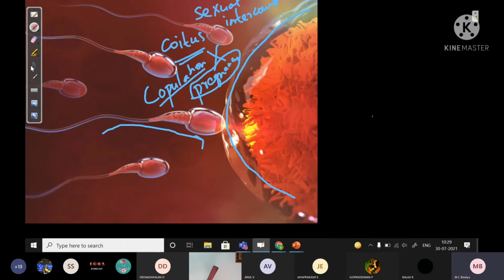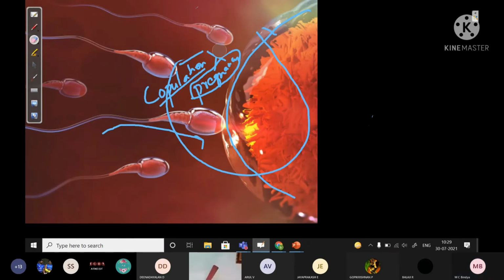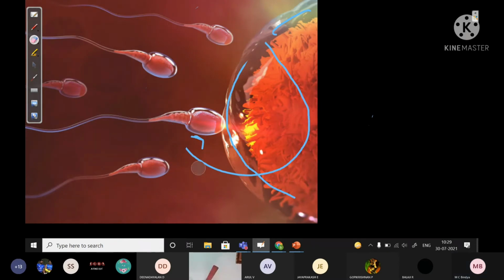Now, in the next chapter, when you learn about reproductive health, we will be learning about some challenges for couples where this kind of presence of both will not be there, and that results in pregnancy issues where failure to conceive will be present. That will be dealt with in the next chapter. So this is about fertilization.